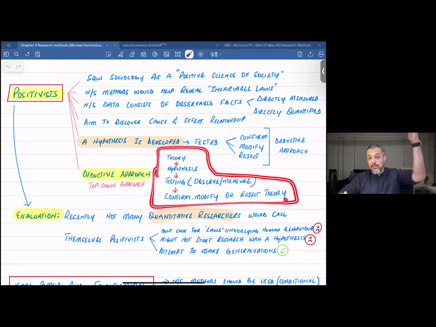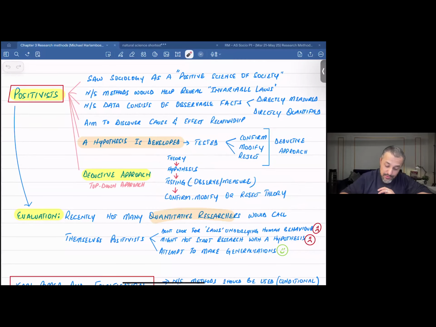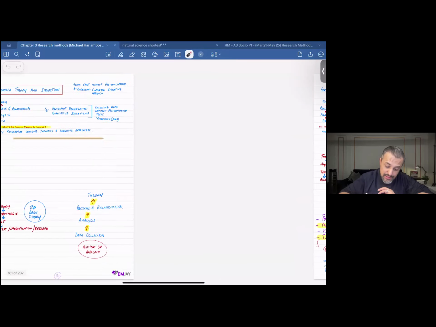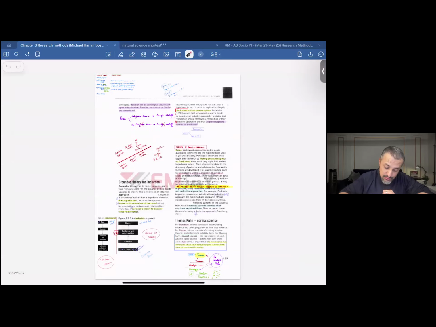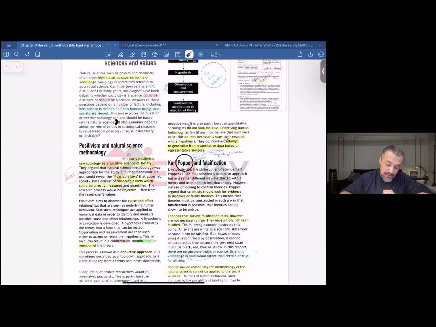Based on that theory, you come up with a hypothesis. Then you test that hypothesis. You could test that hypothesis through an observation or through any other measurable parameter. And then based on the testing process that you made your hypothesis go through, you either confirm your findings, or you modify them, or you reject them. So this was a bit about the positivist perspective. Now, let me quickly take you to the book to see what the book has to say over here.